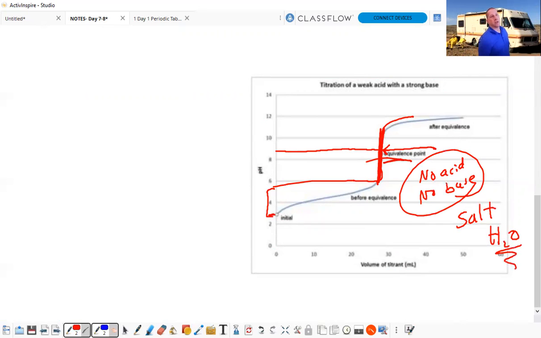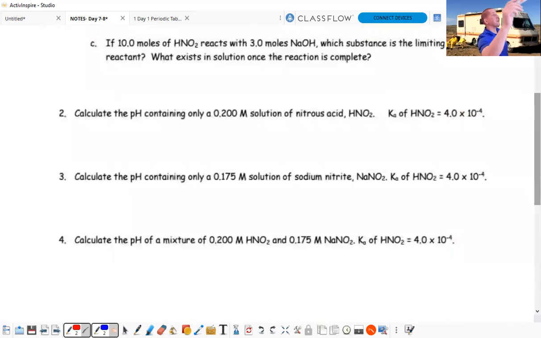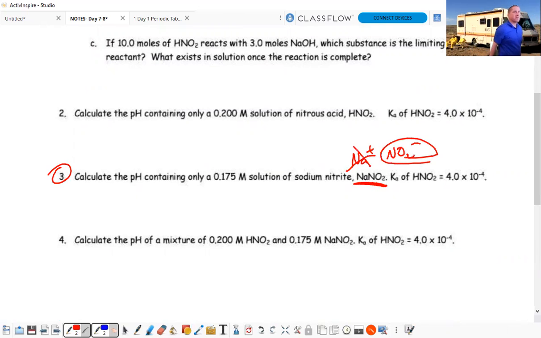Well, water is only going to affect the pH if the salt does not. In this case, it was Na+ from the base, and it was NO2 minus from the acid. Well, that's the one that affects the pH. And that was the calculation that we did right here in question 3. So question 3 is, what if you have only NaNO2? So you have Na plus and you have NO2 minus. Again, that doesn't affect the pH.